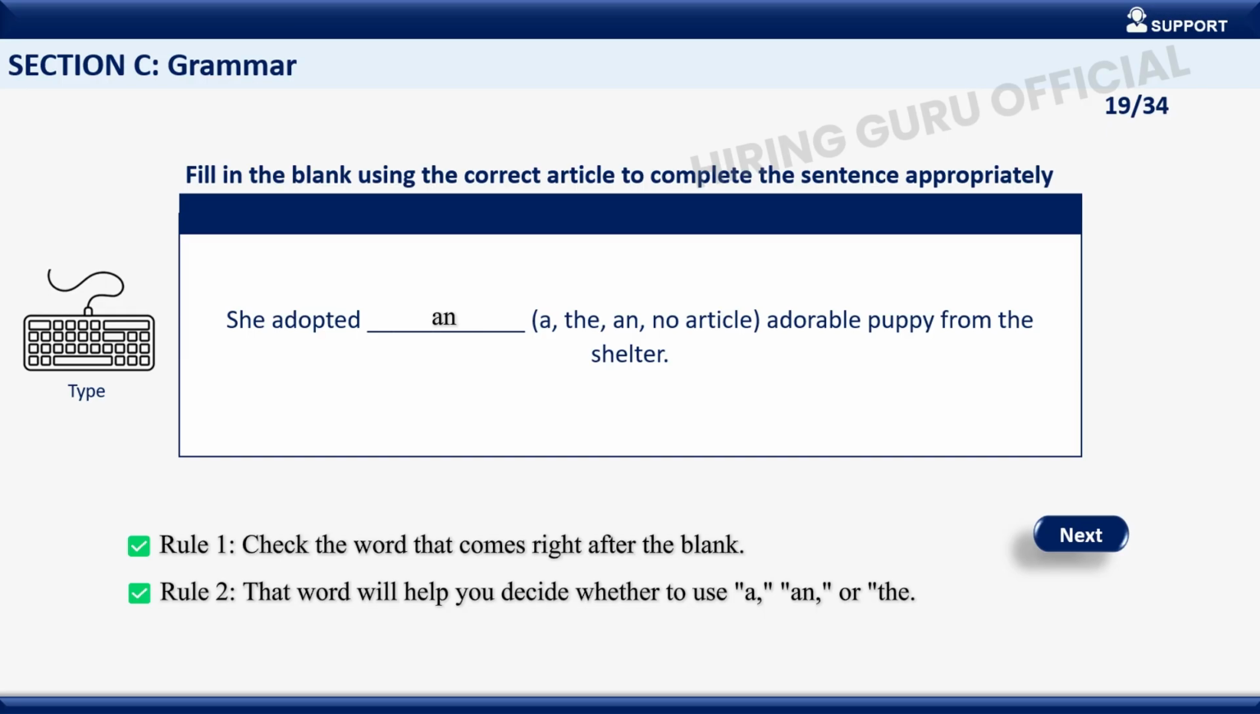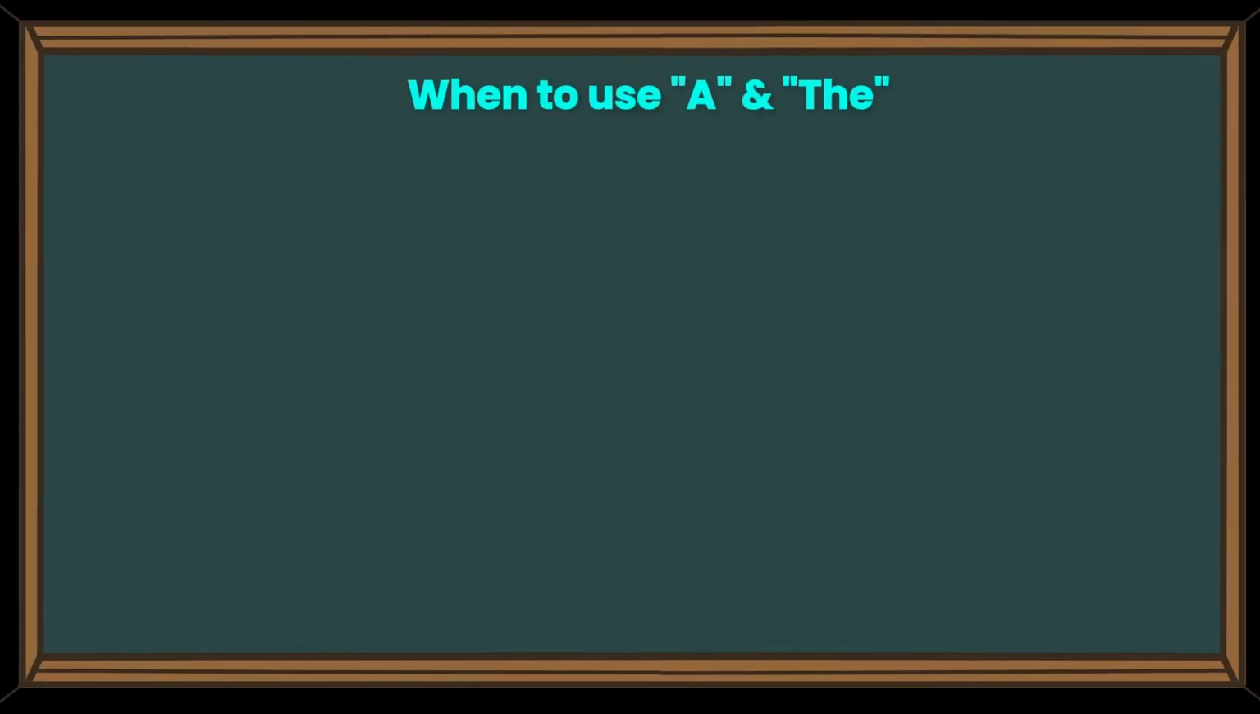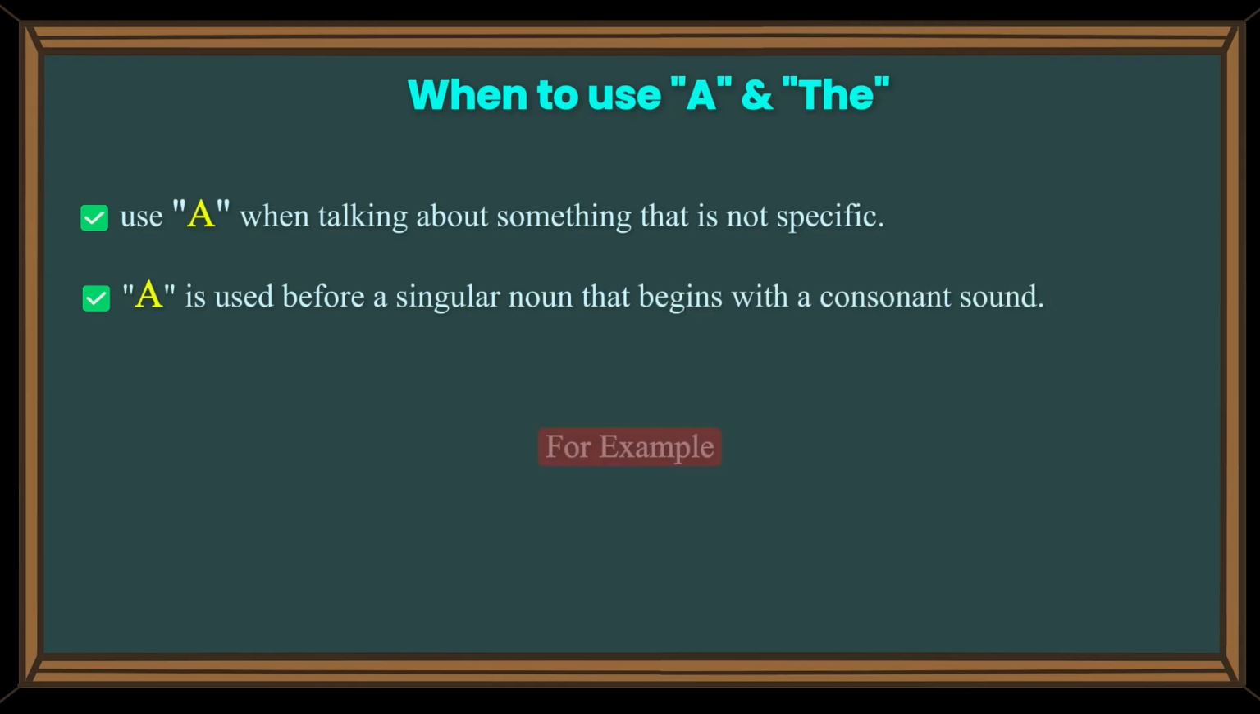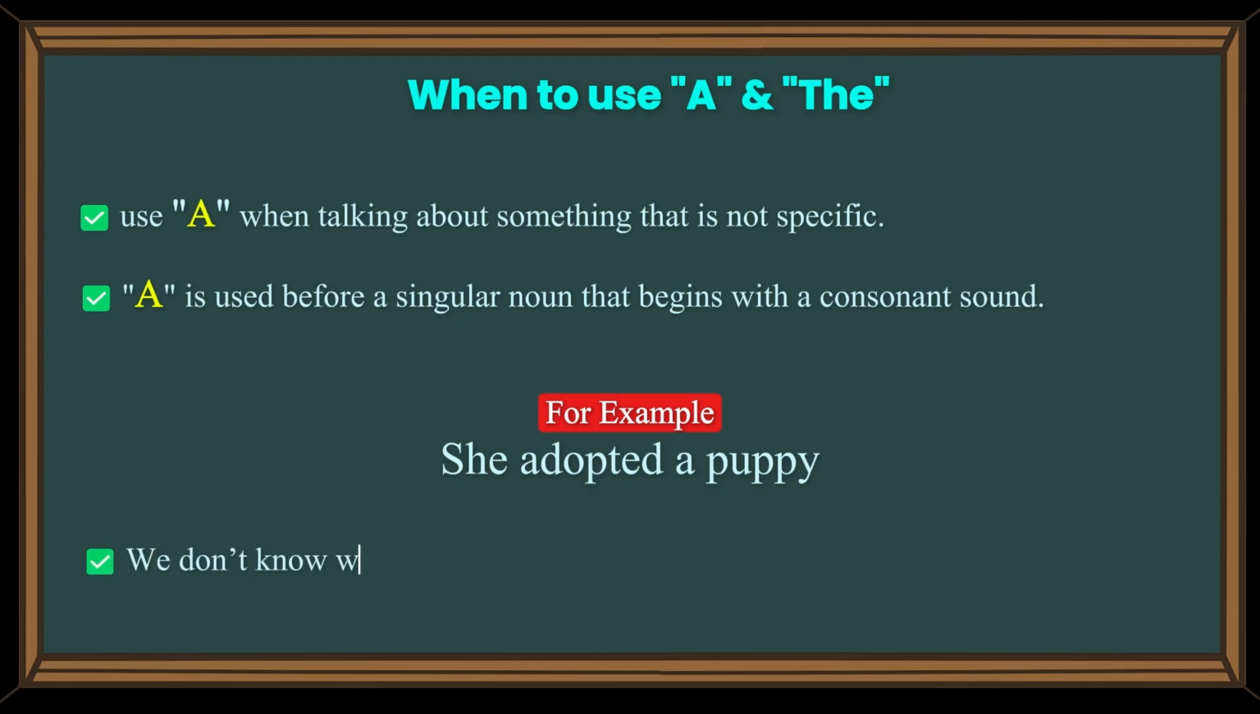I know it's not that difficult to choose the correct article, but if anyone still finds it hard, let me quickly explain when to use a and the. We must use a when talking about something that is not specific. Also, a is used before a singular noun that begins with a consonant sound. For example, she adopted a puppy. Here, we don't know which puppy we are talking about, so we use a puppy because it's not specific.